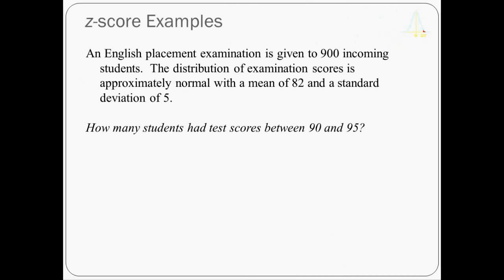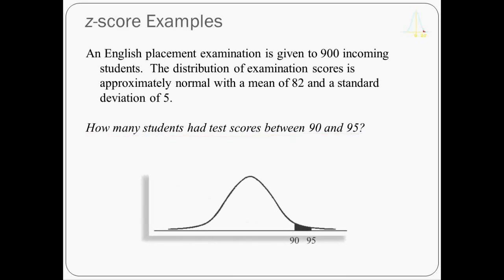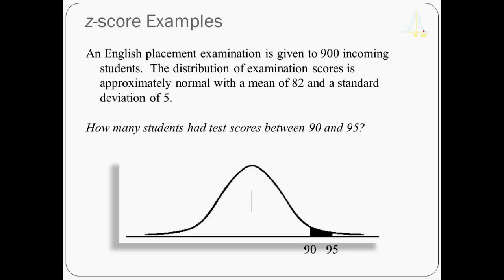Here's our third problem. Just like the last ones, but now I'm interested in how many students had test scores between 90 and 95. When I draw this to see and lay out the information that I have, you can see here that the vertical red line, which represents the mean of 82, falls outside the interval I'm interested in. Obviously, 82 doesn't lie between 90 and 95. This is going to be a little bit different kind of problem. We're going to have to do some subtraction.